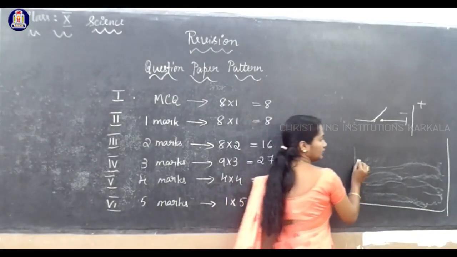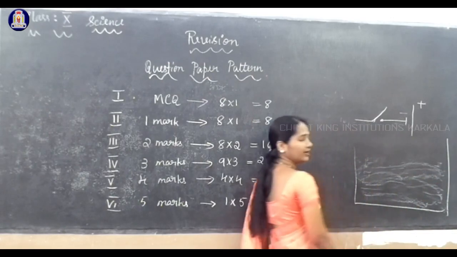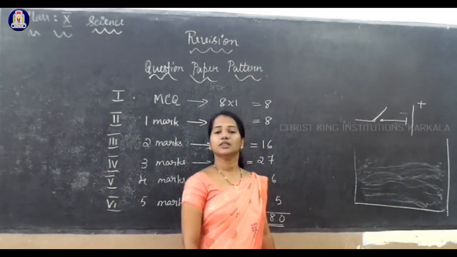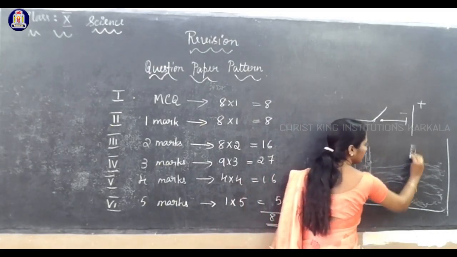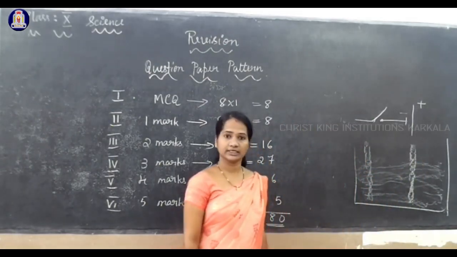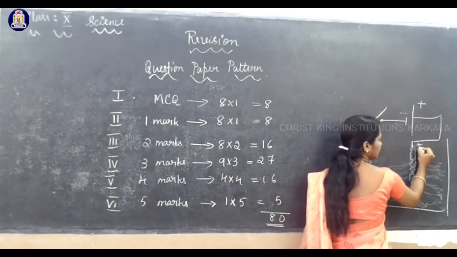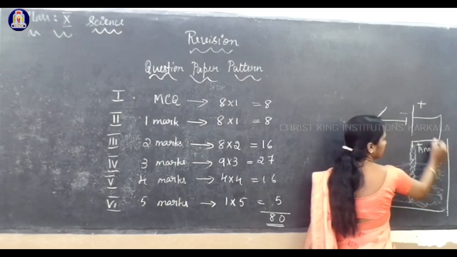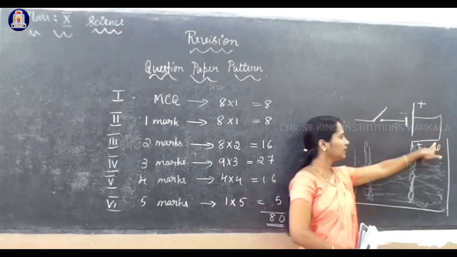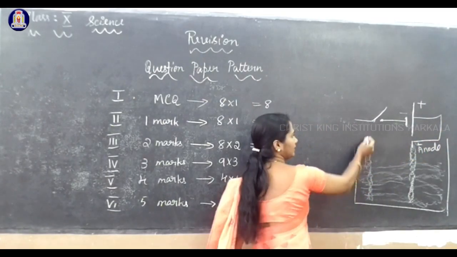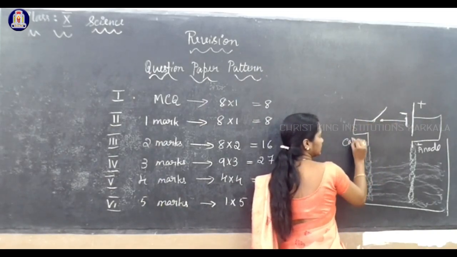That should be mentioned in the diagram. The solution you have to draw is the acidified copper sulfate solution. Then you are taking 2 electrodes. While drawing the electrodes, the plus is the anode. The positive terminal should be connected to the anode, and the negative terminal, this minus, should be connected to the cathode. This side is the cathode.